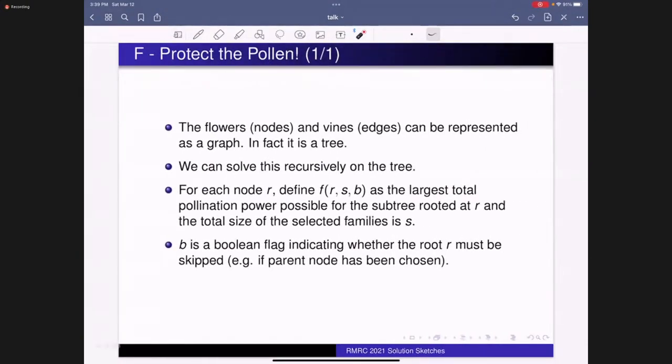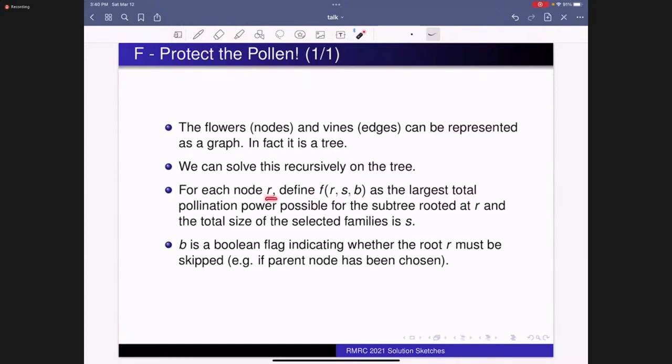Protect the pollen. In some sense, this was what we call a standard dynamic programming problem in a tree. There's not a lot to say about it. You just have to formulate the DP table and then do it.